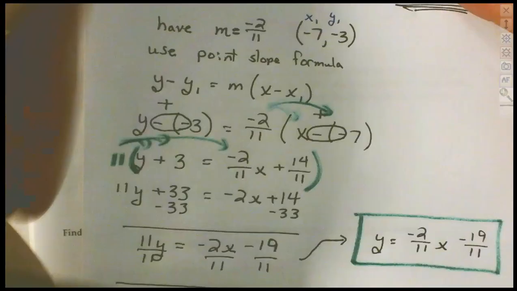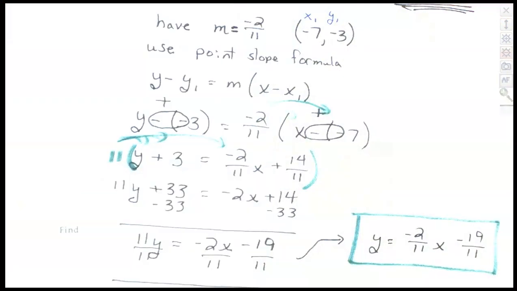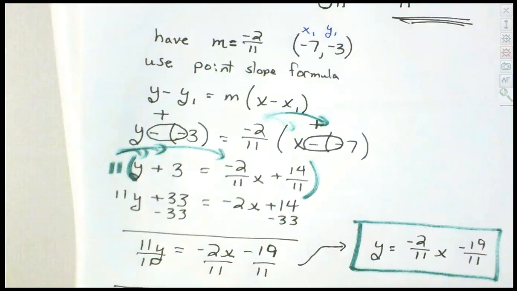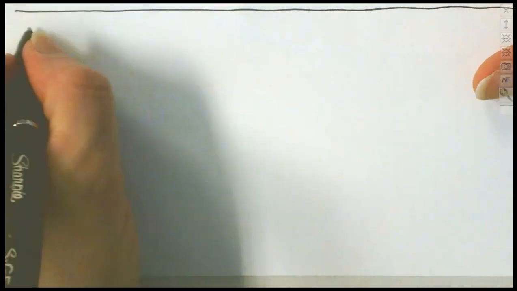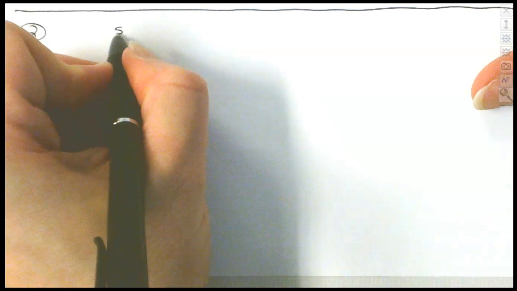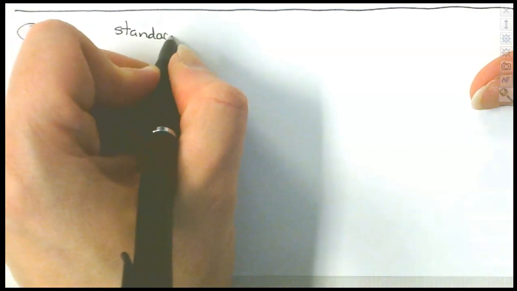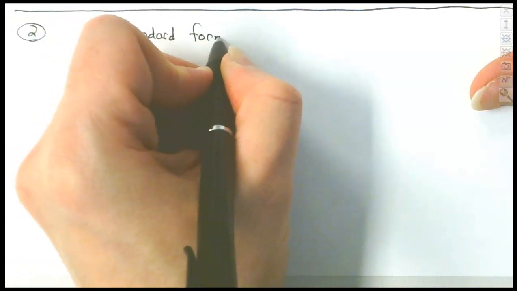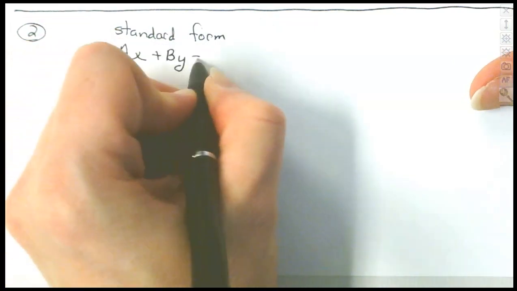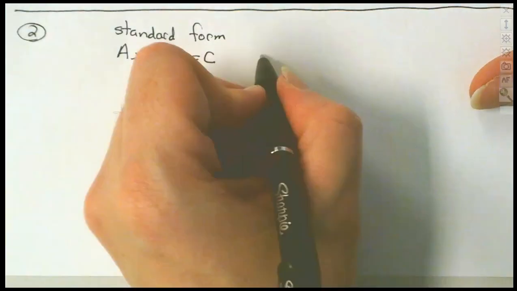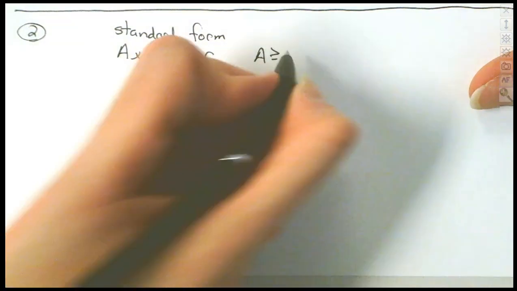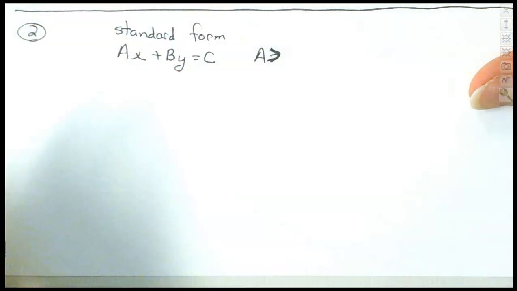That was question 1. Now, question 2 is pretty much the same, but we want it in standard form. So let's review standard form. Standard form is ax plus by equals c. Now, a must be positive, so a has to be greater than 0.